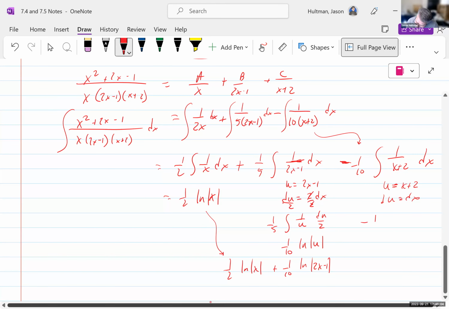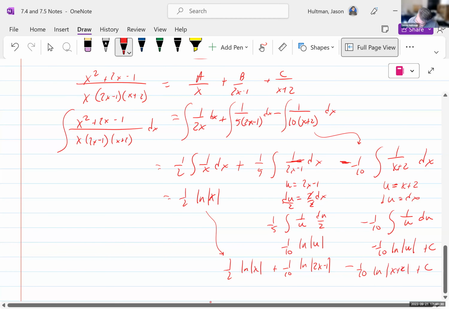1 over 10 integral of 1 over u du, which is negative 1/10 times the natural log of the absolute value of u. I'll put a plus c this time since it's my last integral. And so this becomes minus 1/10 times the natural log of x plus 2, plus c. Now I could leave my answer that way. This would be acceptable on an exam. You could leave it like that.